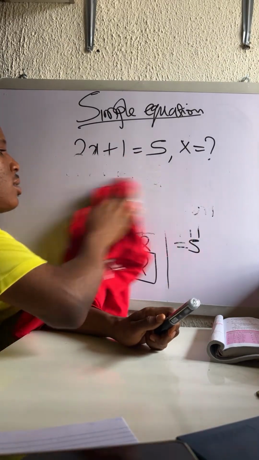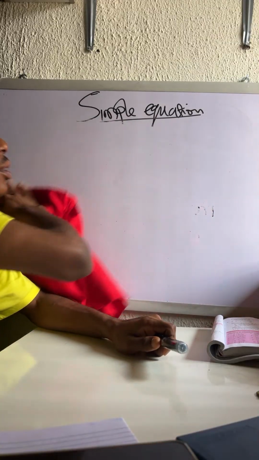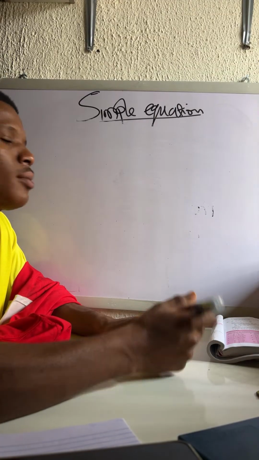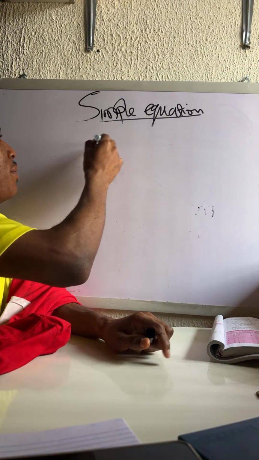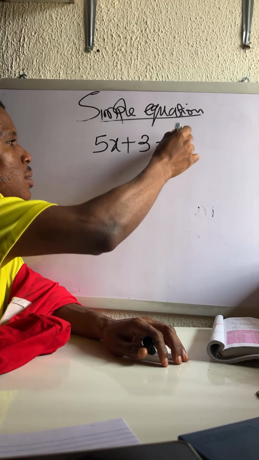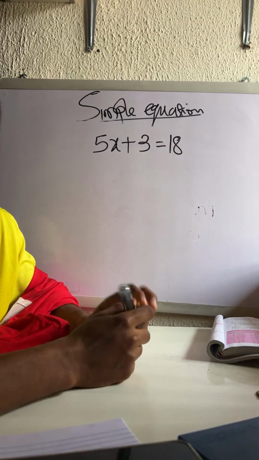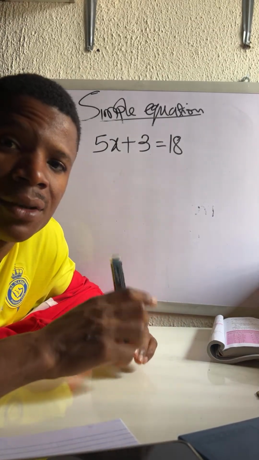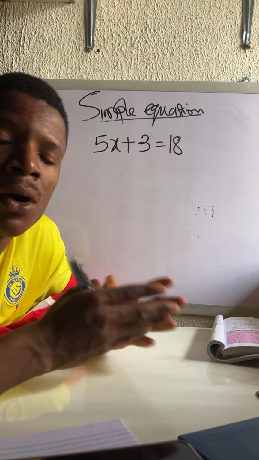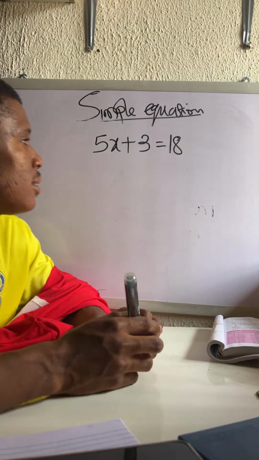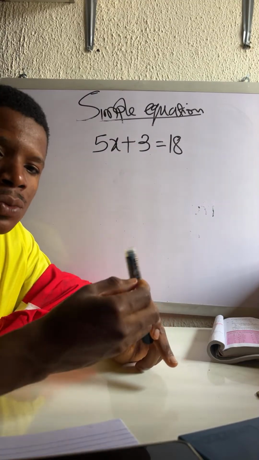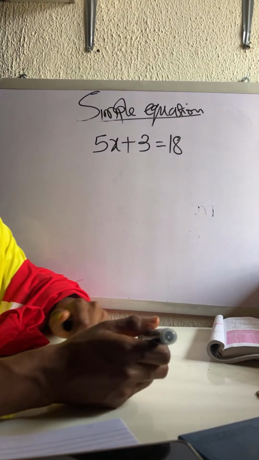So this is how we solve simple equations. Let's try another example and see what we'll get. Let's say we have 5x plus 3 is equal to 18. At this point, we'll try to find the value of x that can actually satisfy the given problem. We have a positive 3, so what we need to do is just to subtract 3 from both sides.